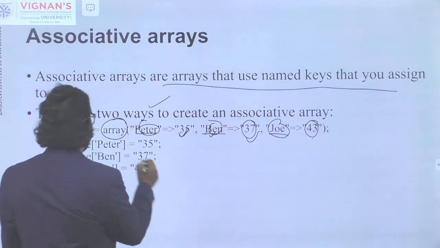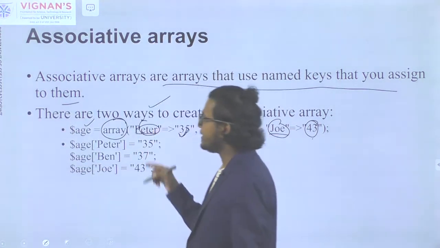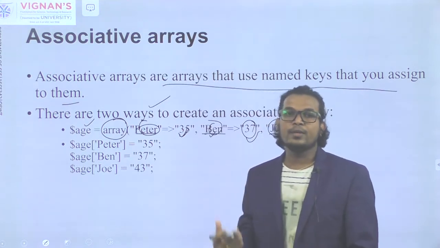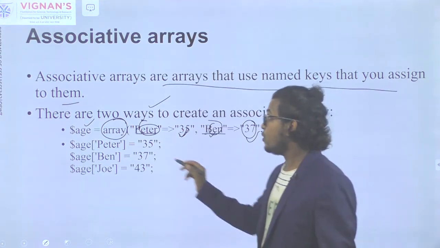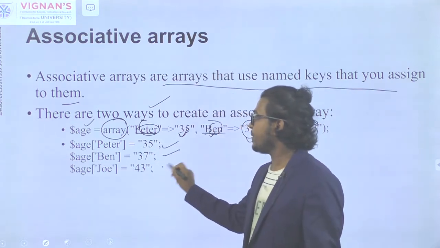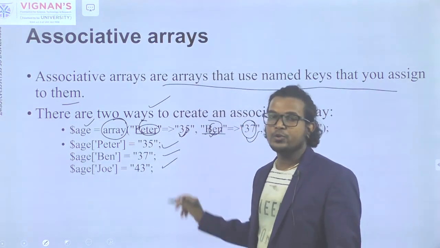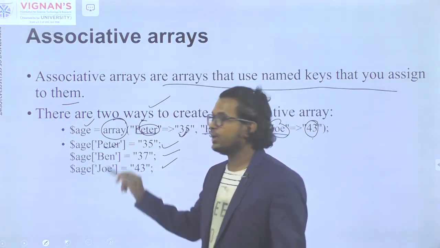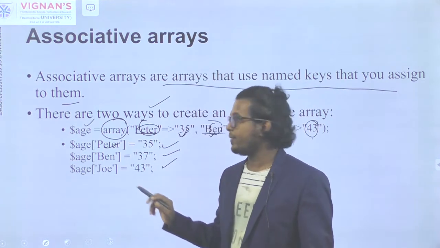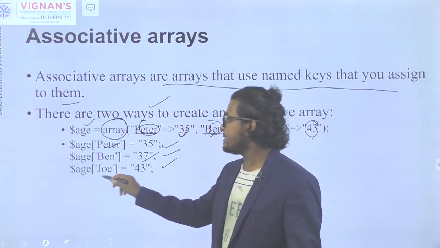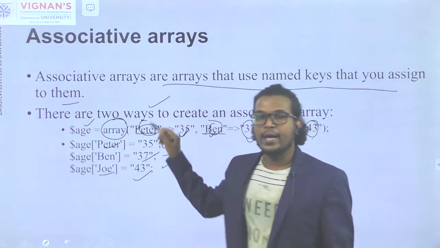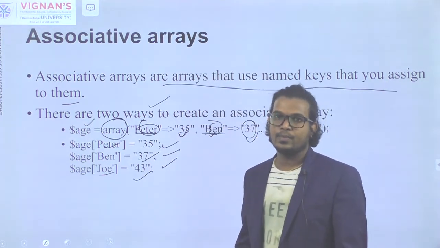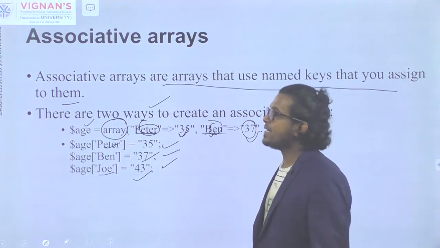The second one is, like in the previous indexed array where we manually gave some index values, here also you can manually assign some numbers or some keys to that array. What is my array value here? Age of Peter equal to 35, age of Ben equal to 37, age of Joe equal to 43. Like that you can assign the keys and values to those arrays. Clear? This is about the associative array.